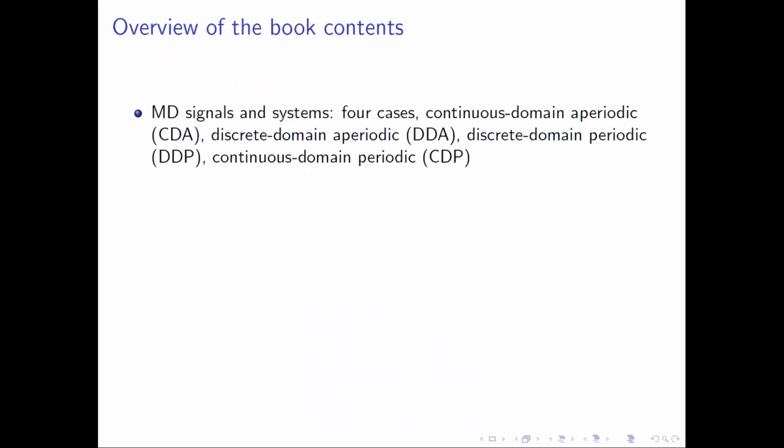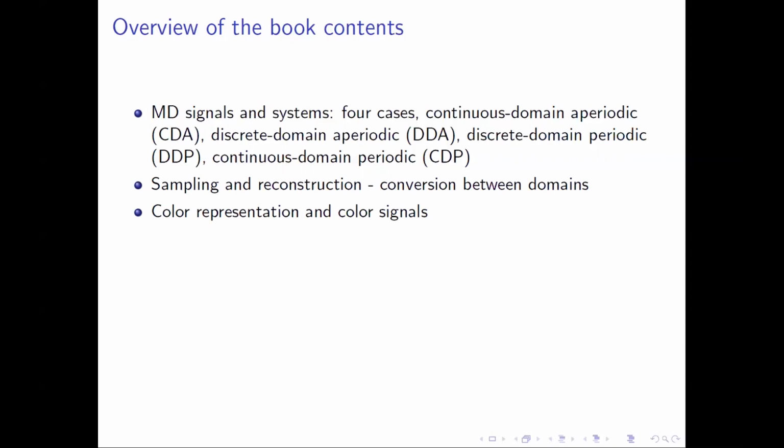After the intro, 4 chapters cover multidimensional signals and systems in the 4 main cases that I consider. These are continuous domain and discrete domain aperiodic, and discrete domain and continuous domain periodic. Chapter 6 covers sampling and reconstruction, essentially conversions between the 4 cases just mentioned. Chapters 7 and 8 discuss the representation of color and signals and systems theory for color signals.